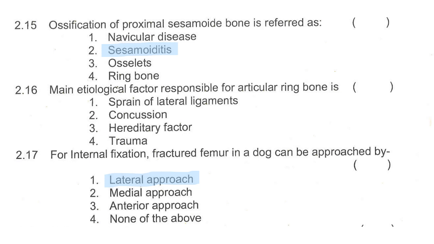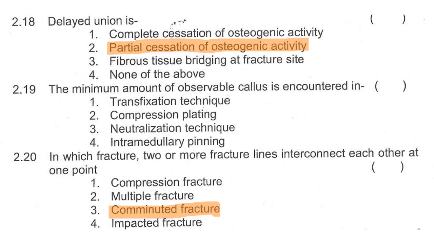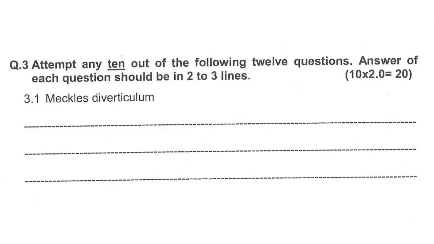For internal fixation, a fractured femur in a dog can be approached by the lateral approach. It's a very simple question. Delayed union is partial cessation of osteogenic activity. The minimum amount of observable callus is encountered in this, the second and third option may be correct. Either second or third, in which fracture two or more fracture lines interconnect each other at one point. It's a comminuted fracture.